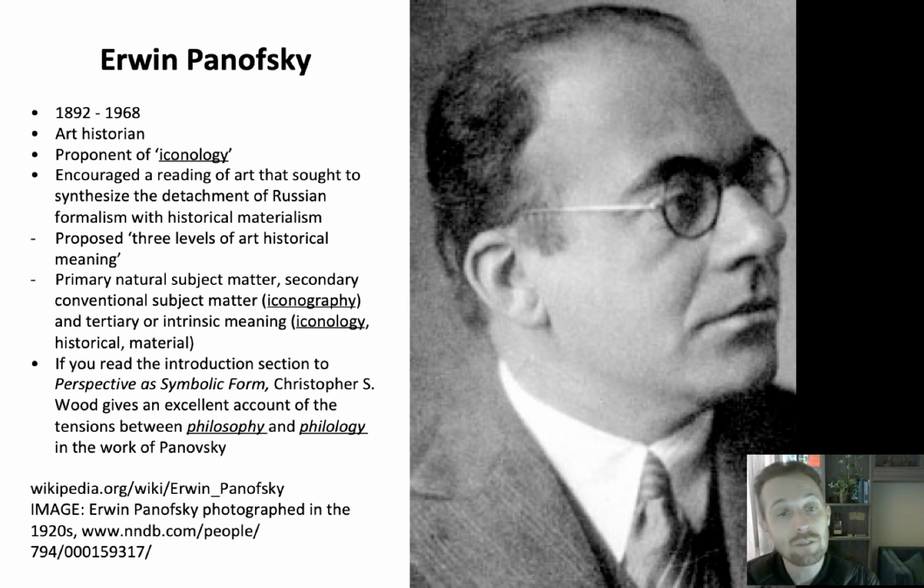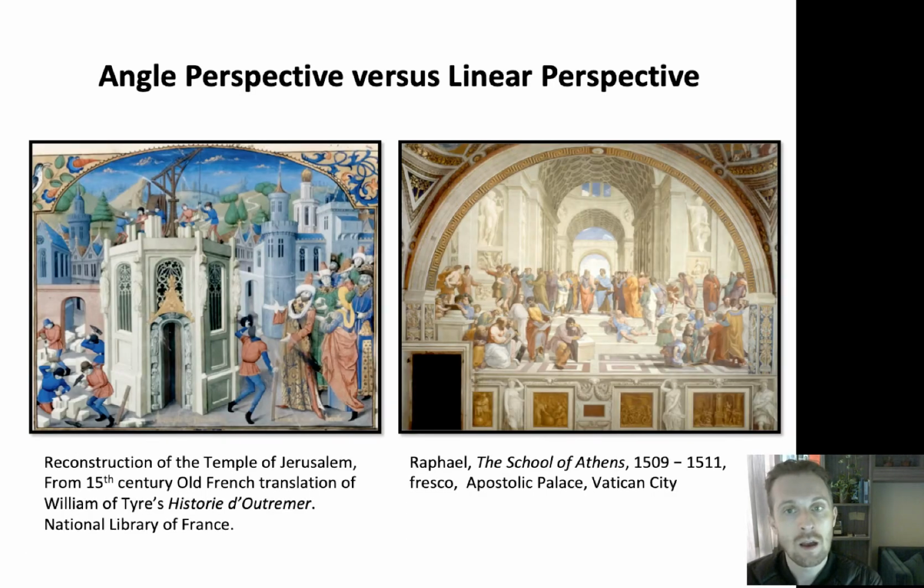If you read the introduction section to Perspective as Symbolic Form, Christopher S. Wood gives a fantastic account of the tensions between philosophy and philology, which operate in Panofsky's attempt to create an art historical system for analysing the meaning of artworks. So just some background on the discussion of perspective that we find in the reading this week.